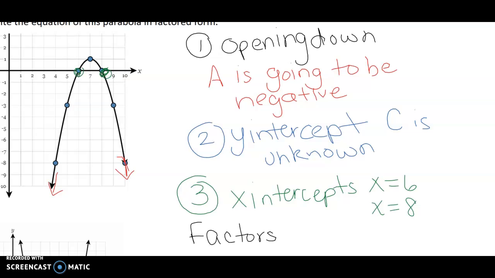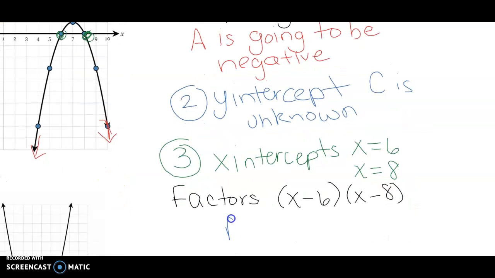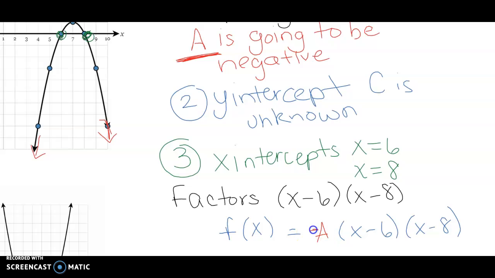x equals 6. Well, the only way we can get x equals 6 is if we have x minus 6. And the only way we can get x equals 8 is if we have x minus 8. So these are our factors. Our equation could look something like x minus 6 times x minus 8. But remember that we said a is negative. Here we don't have a negative in the front. So that means there is some letter a that is negative that is multiplied into this equation, which gives us the graph. Alright, so let's go ahead and try another example.